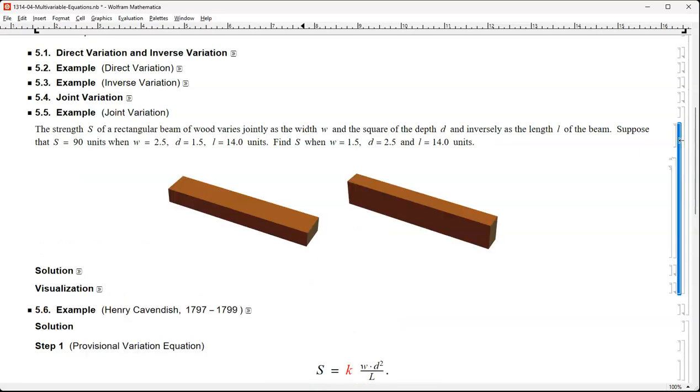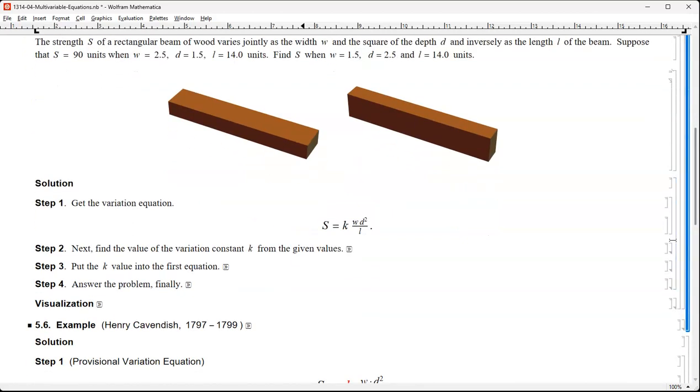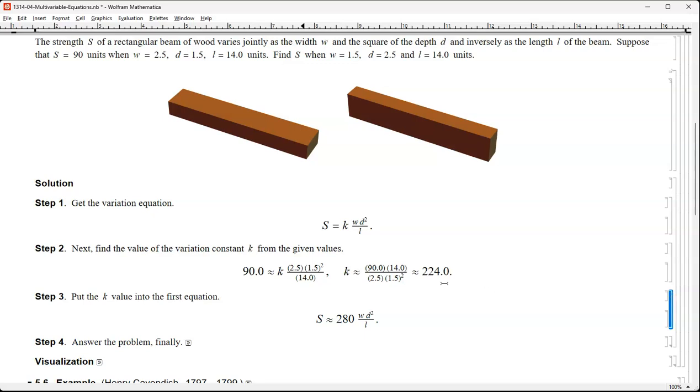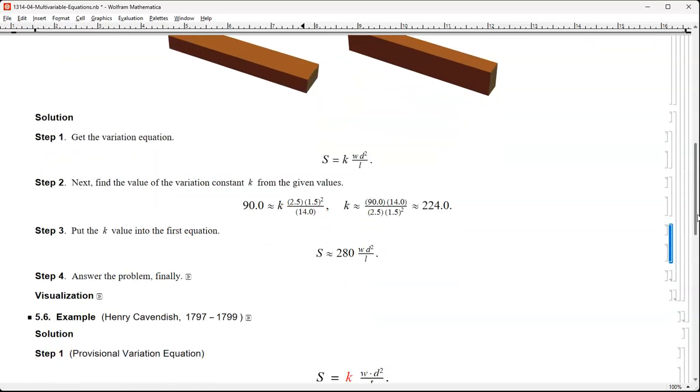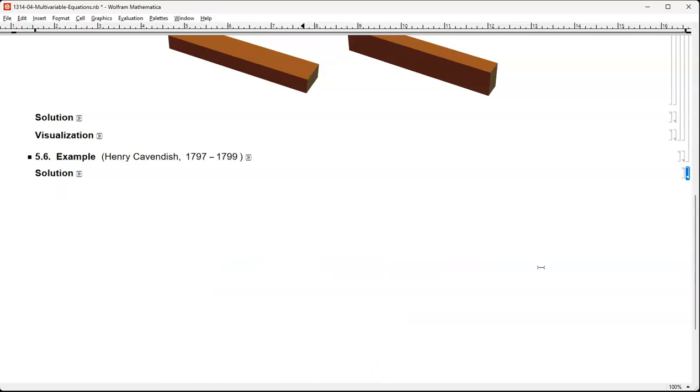What did I do in my answer key here? Get the variation equation, and find k. Put the numbers in and find k, step 3. Put the k value back into the first equation to get the completed variation equation. This one is just provisional; we don't know the k value. Now we know, and this is complete. And then with the completed equation, we answer the problem. Okay, remember the 4-step process.